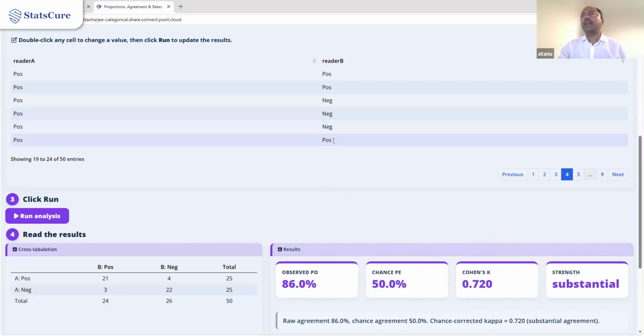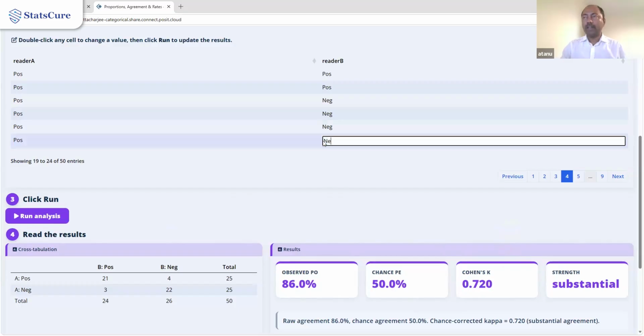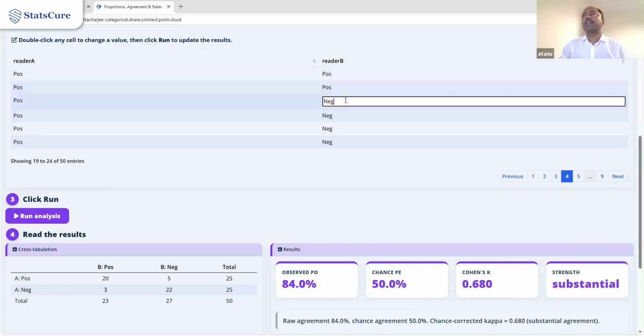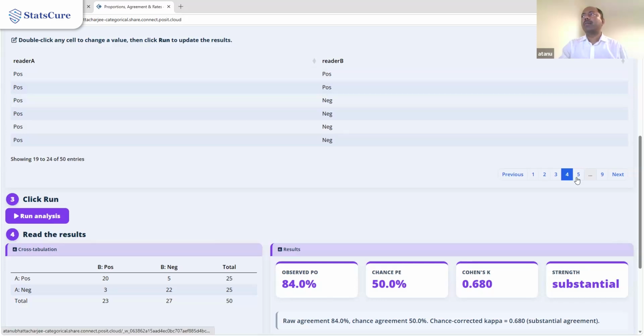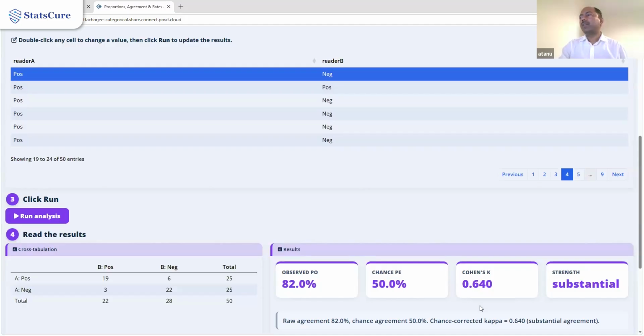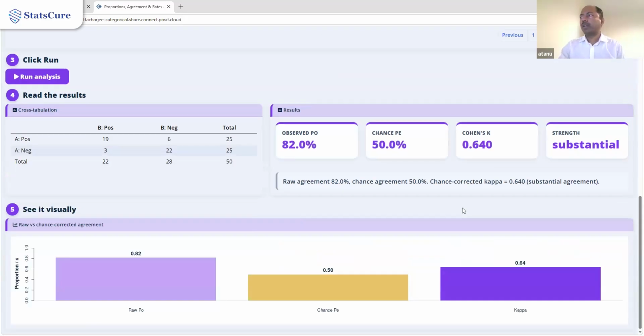Now let's say we make a change here, and then definitely we are going to come back to 0.68. Let's make some difference. Say positive here, and instead of positive, make it negative here. Let's see. Now it is dropping. So if you keep having more discordant pairs, then our kappa value is going to go down. Otherwise, it will go up.